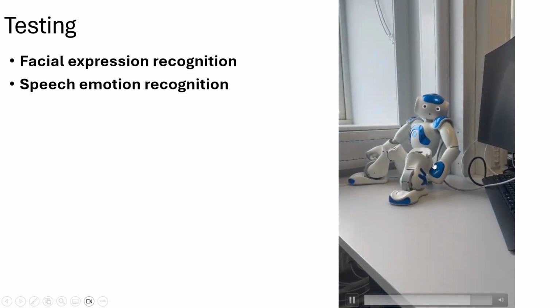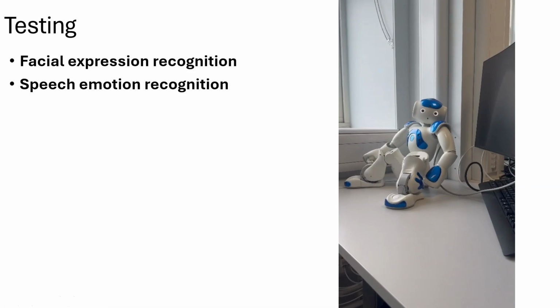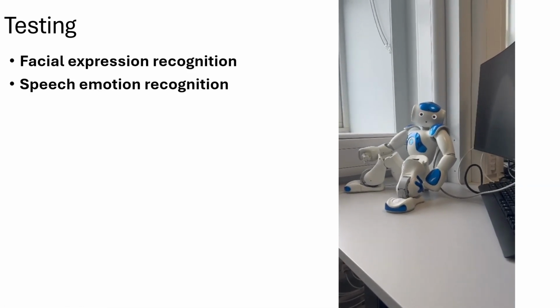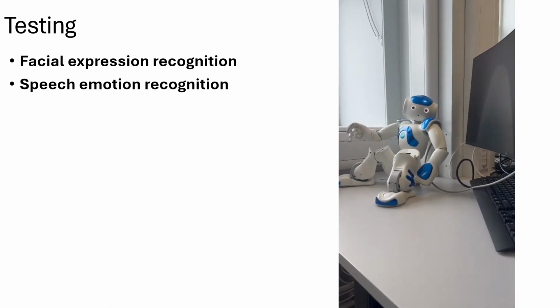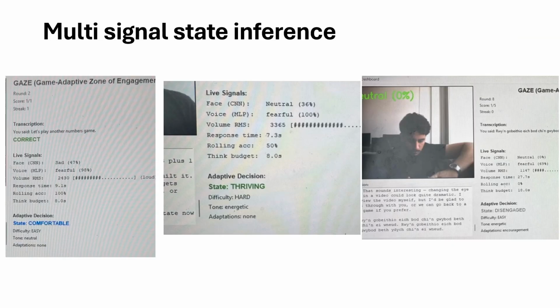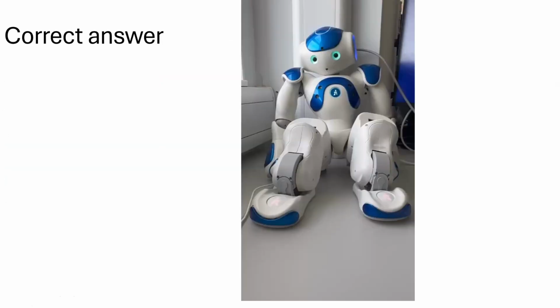"You're doing really well. Shall I make the next one a little trickier?" Make the next one trickier. As you can see, the wave after it takes a correct answer is a kind of celebration. As you can see here, the multi-signal state inference was tested to show the different states, and they refresh in every single session. And as you can see here, what happens after a correct answer.